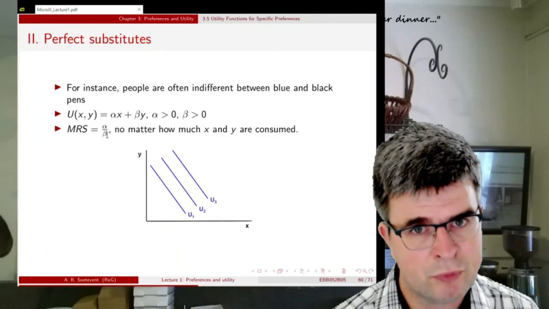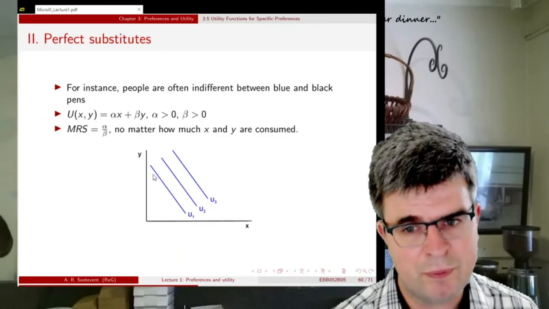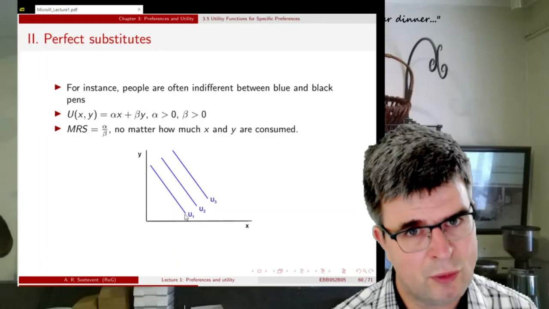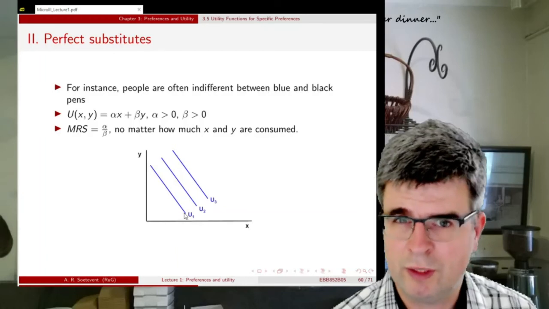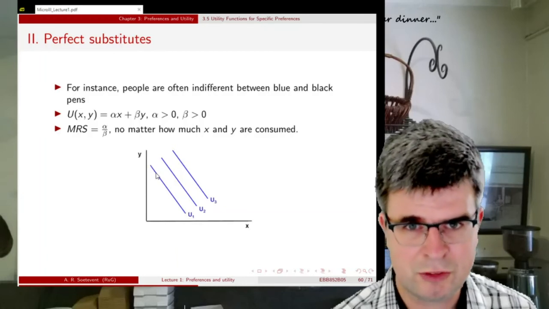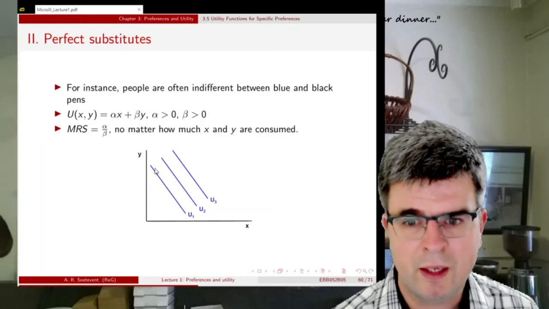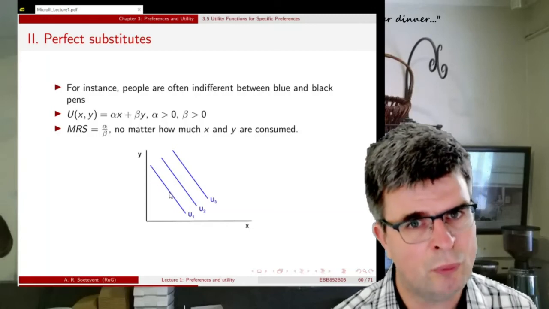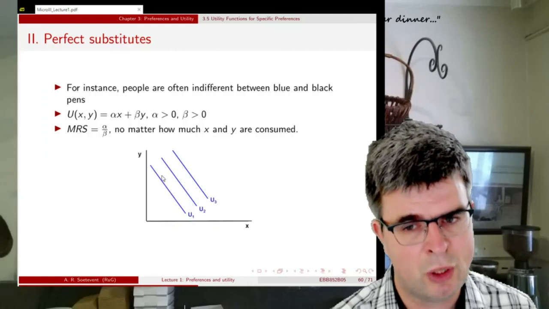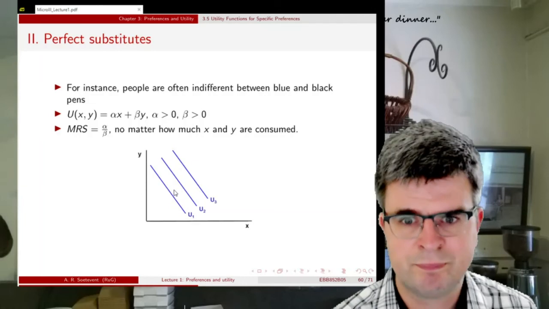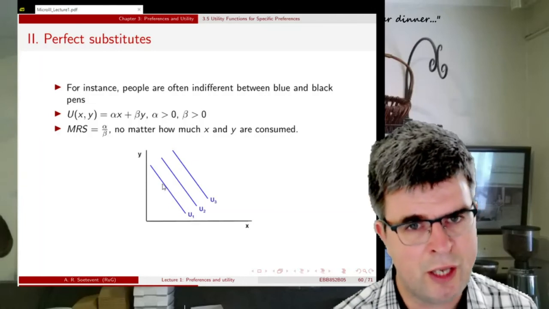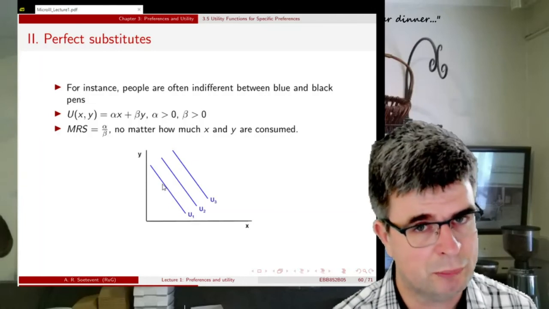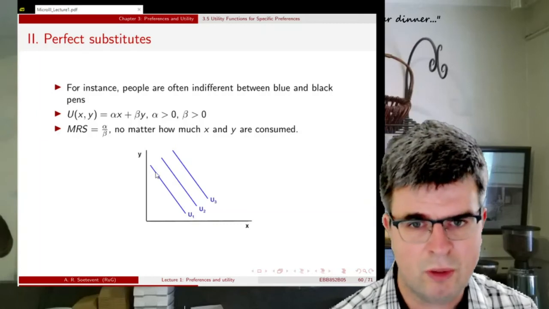Importantly, in the case of perfect substitutes, the indifference curves are not strictly convex. They are weakly convex, so they're still convex. Straight lines are convex indifference curves. But the marginal rate of substitution doesn't change if you move along one of the indifference curves. The slope of this indifference curve is at each point identical, no matter how much x or y you already consume. So, yeah.